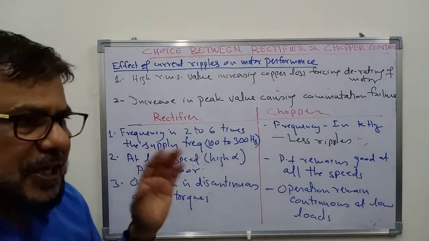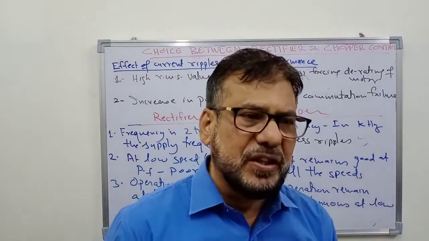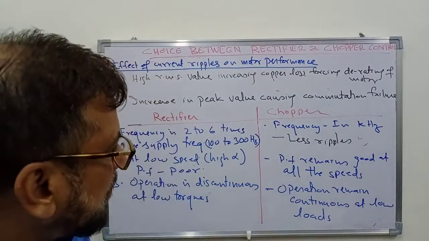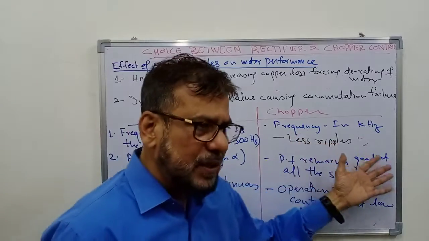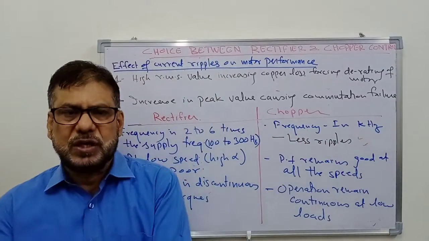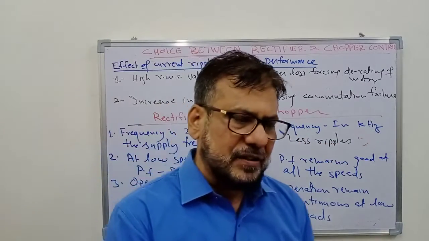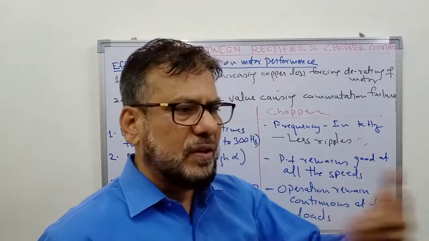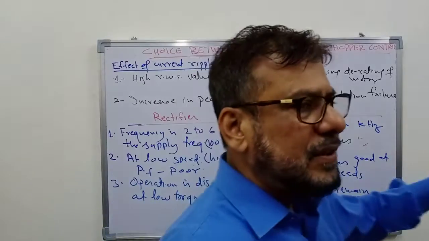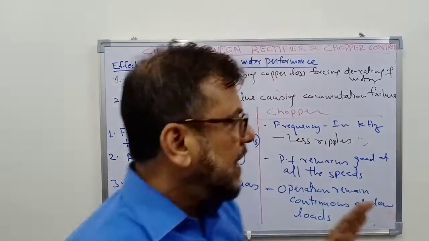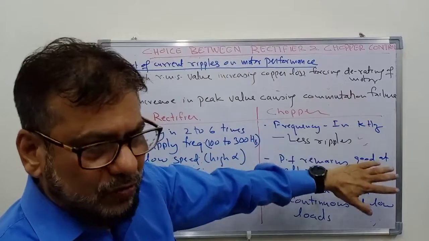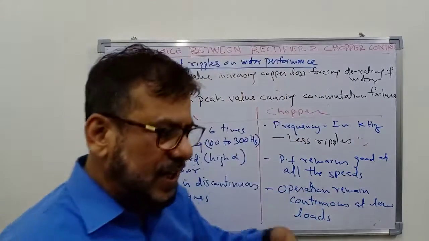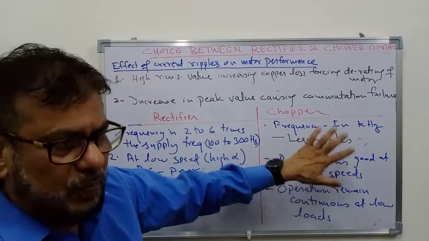That is why many times we convert AC into DC, and then we use a chopper to control the speed of the motor. Of course, the drawback here will be that you will require two converters. One converter, that is the rectifier, and then you have to use the chopper. So the cost will be a bit higher, but the performance will be better, and the derating of the motor will not be required. So if you want to get good performance, of course at a higher cost, you have to go for chopper control.